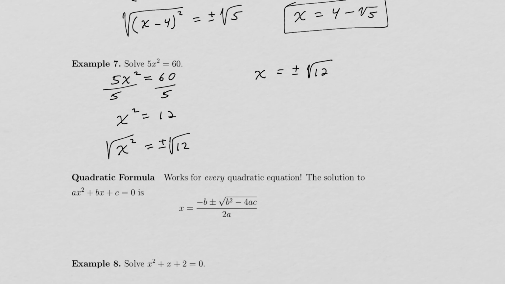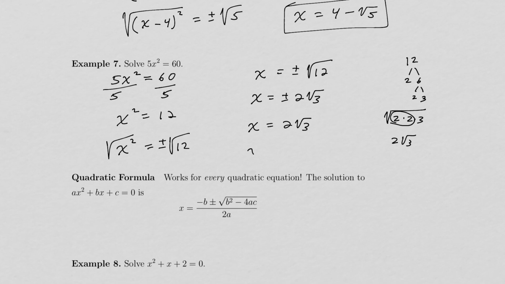Okay, and we kind of reviewed this earlier too. Remember, 12 factors into 2 times 6, 2 times 3. So you can think of square root of 12 is square root of 2 times 2 times 3, and we can pull out a 2, right? Pull out a pair as a single 2. So you could write this as x equals plus or minus 2 radical 3. So basically that says that one solution is x equals positive 2 radical 3, and the other solution is x equals negative 2 radical 3. Those would be the two solutions.